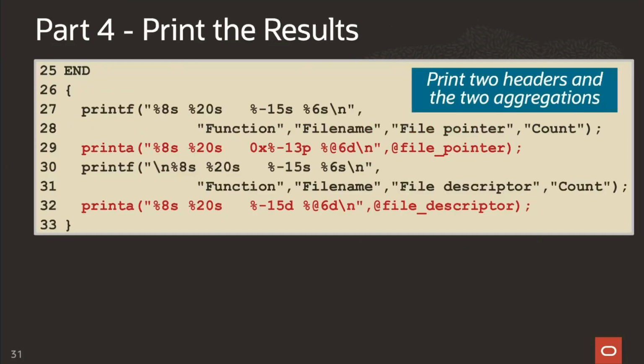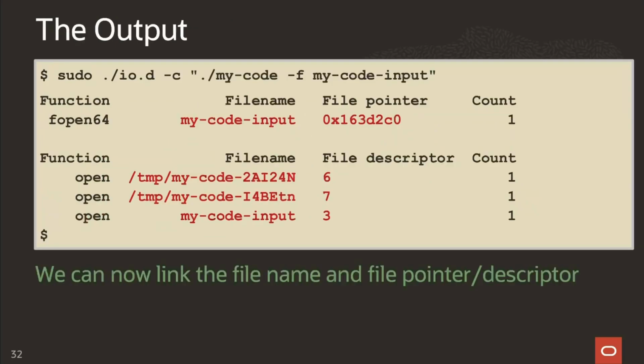Printing the results is very straightforward. I usually have a printf statement to print a header and then a printa to print the results of the aggregation. And that's exactly what's happening here. So I get 2 tables for both aggregations. And this is the output.